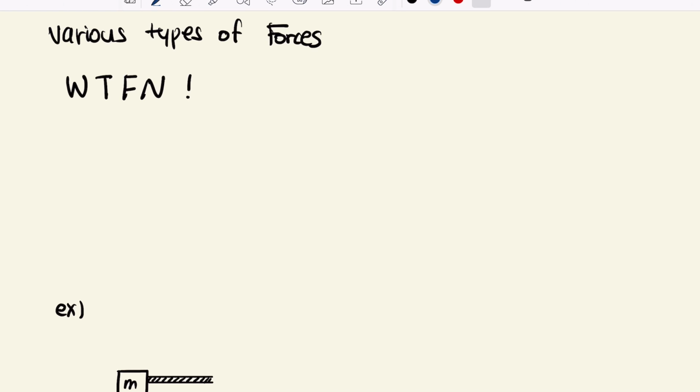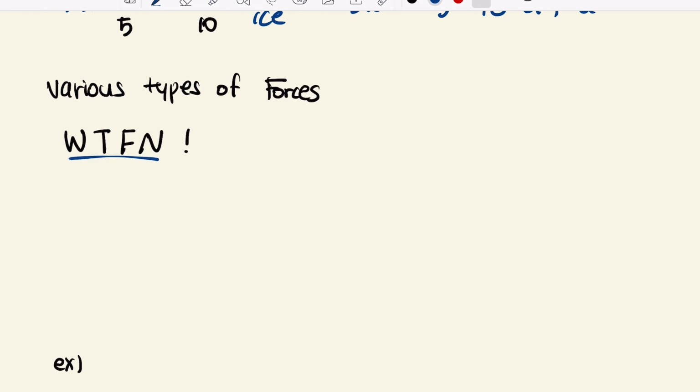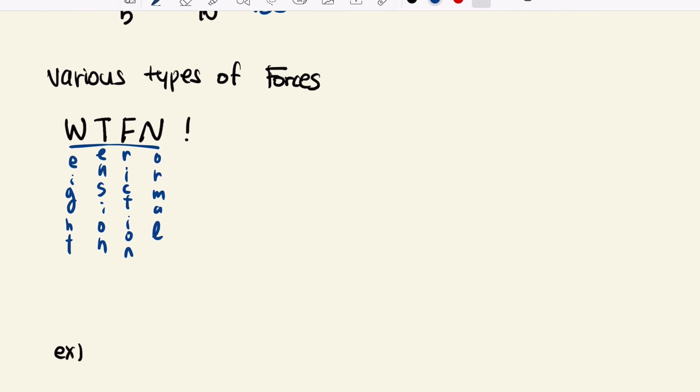So there are various types of forces. Although we've talked about the action and reaction force, the applied force and all that, there are 4 big types of forces that we're going to talk about in AP Physics 1. So this is an acronym used to memorize these 4 types of forces. You can memorize it as What the Force Newton. So weight or gravity, and tension, friction, and normal force. So these are the 4 big types of forces that we're going to study in today's chapter.